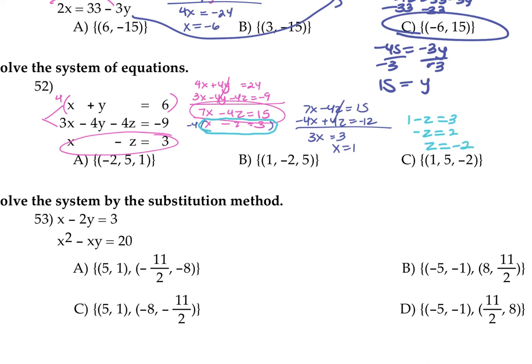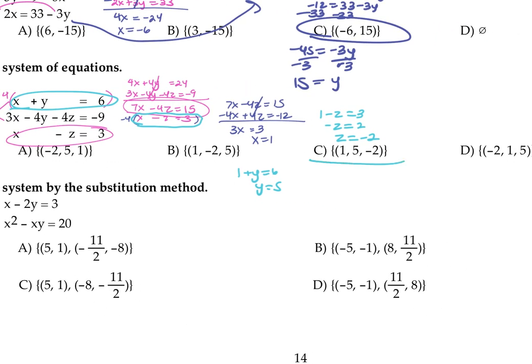And then those have to go back into something that has a y. So I can even grab the top one and just do the x. 1 plus y equals 6, and y equals 5. So 1, 5, negative 2 is C.